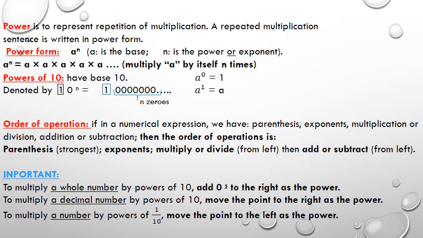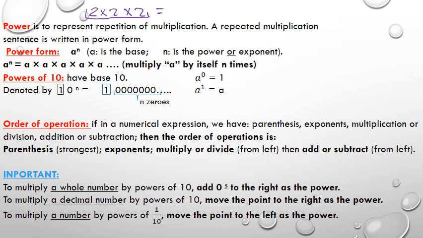In this important lesson, which is about powers, we have defined powers. What is a power? A power is to represent repetition of multiplication. A repeated multiplication sentence is written in power form. For example, if we have 2 times 2 times 2, this we call a repeated multiplication sentence because we are multiplying 2 by itself many times.